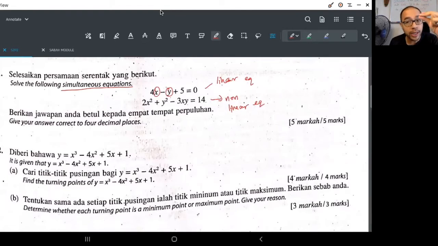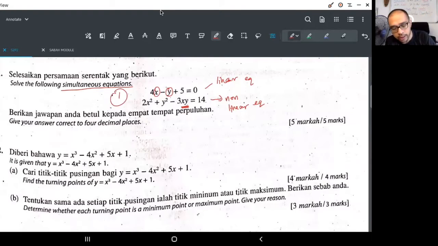And they're not combined together. Okay, so if they're combined together like this, for example, although the power is 1, but because they're combined, it is still considered a non-linear equation. Okay, and the reason why I'm focusing on, we must understand what is linear and what is non-linear is so that it makes our life much easier when we want to answer later. Always identify which is the linear and which is the non-linear equation. So the first type of question is a simultaneous equation between one linear equation and one non-linear equation.